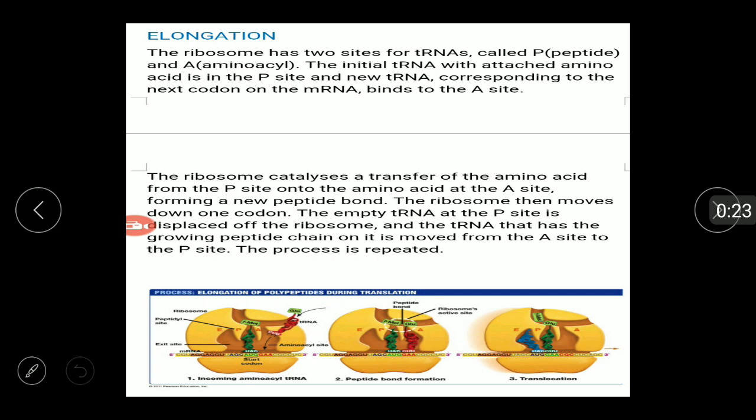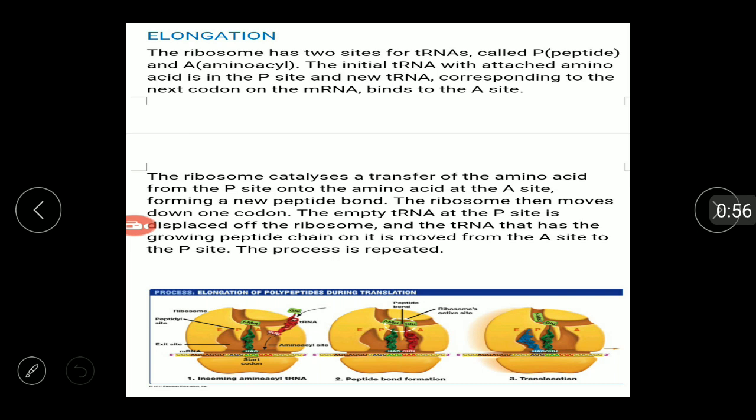Elongation. The ribosome has two sites for tRNA called the P site and the A site. Here we can see the P site, A site and E site, E-P-A. The initiator tRNA attaches the amino acid at the P site, and a new tRNA corresponding to the next codon on the mRNA binds to the A site.